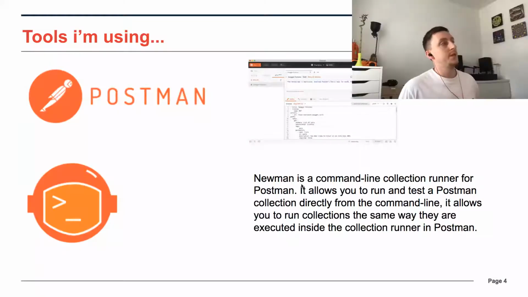Brilliant. So the tools that I'm going to be using is Postman. That's just a screenshot of an example of what Postman is. I'm sure a few of you might have used it. It's a tool to build and test APIs. And also with that, I'm going to be using something called Newman. This is just a bit of a blurb taken from the GitHub. Newman is a command line collection runner for Postman. It allows you to run tests as a Postman collection directly from your command line. It allows you to run collections the same way they are executed inside the collection runner.